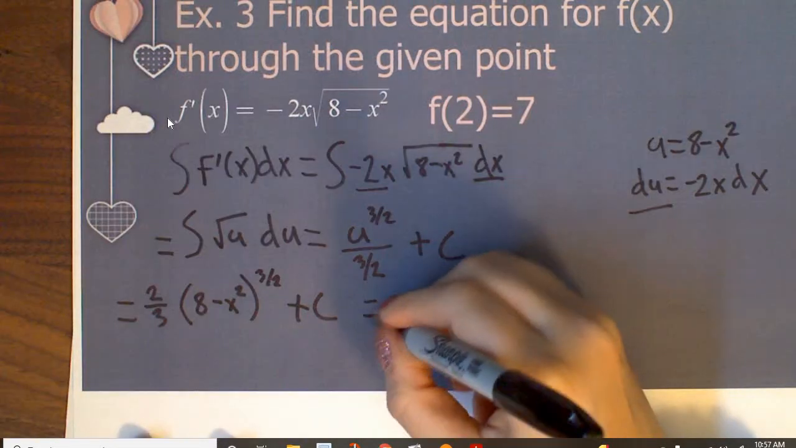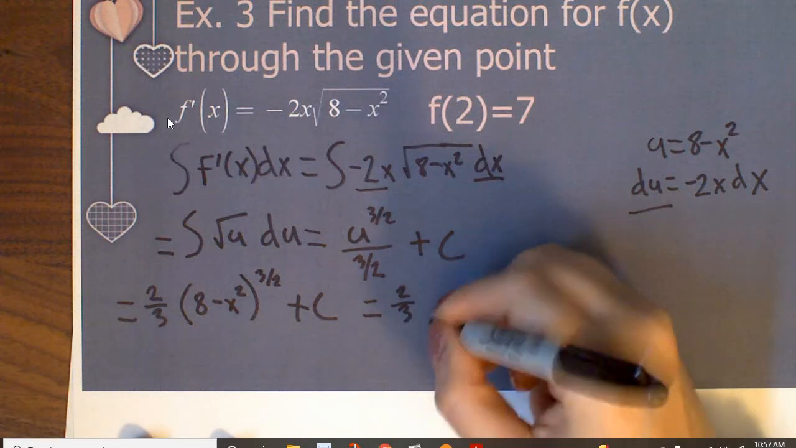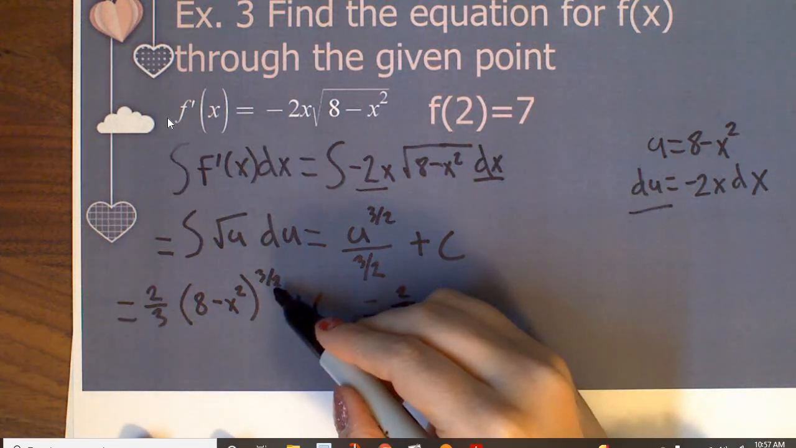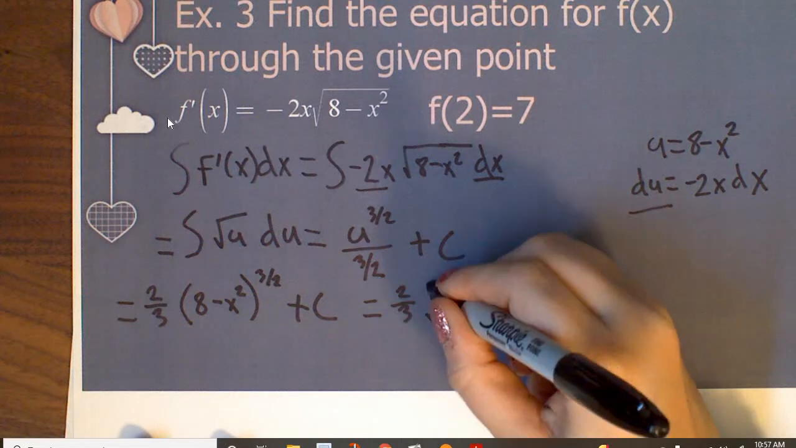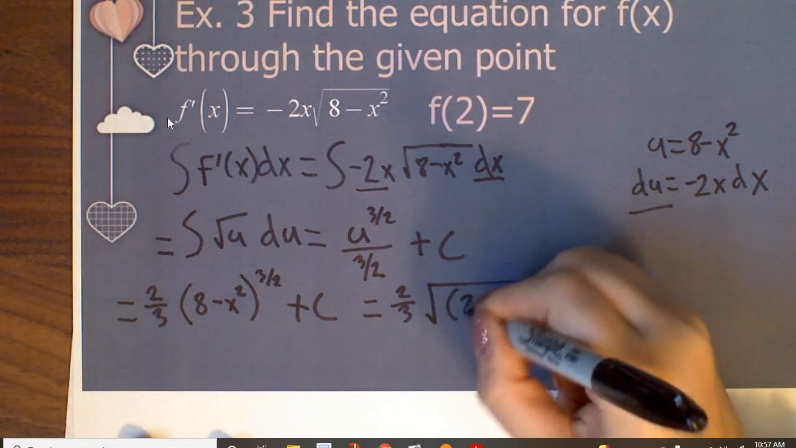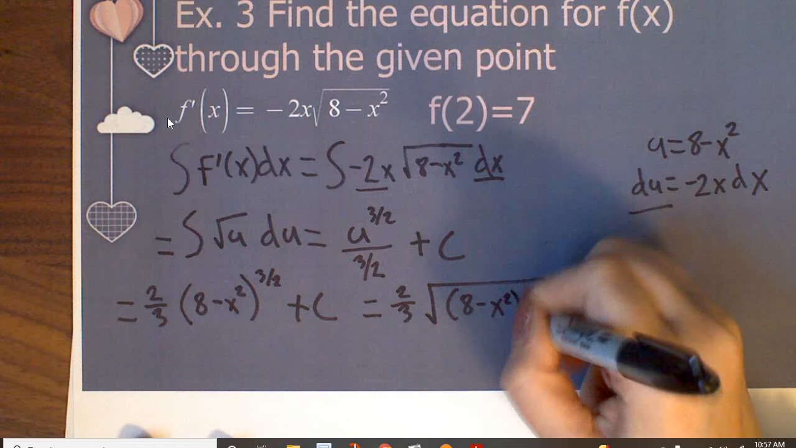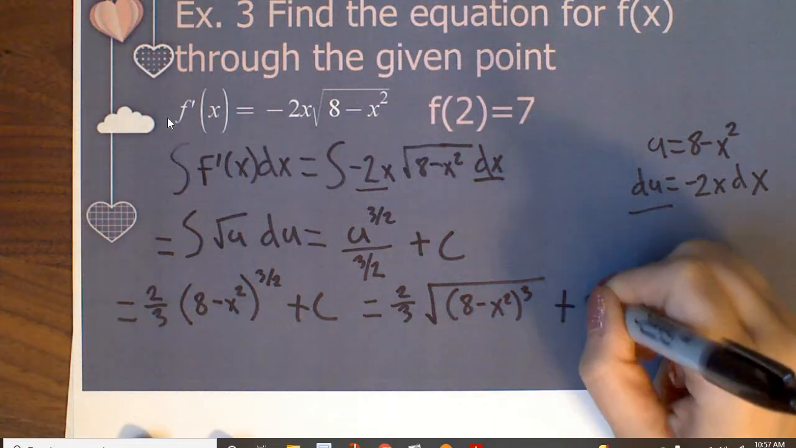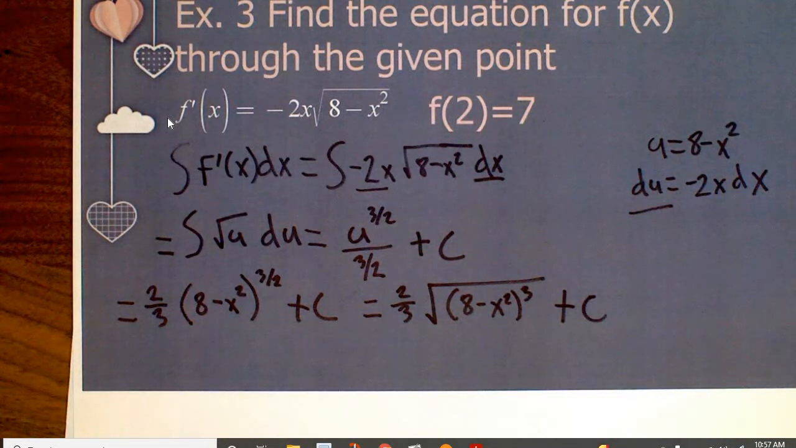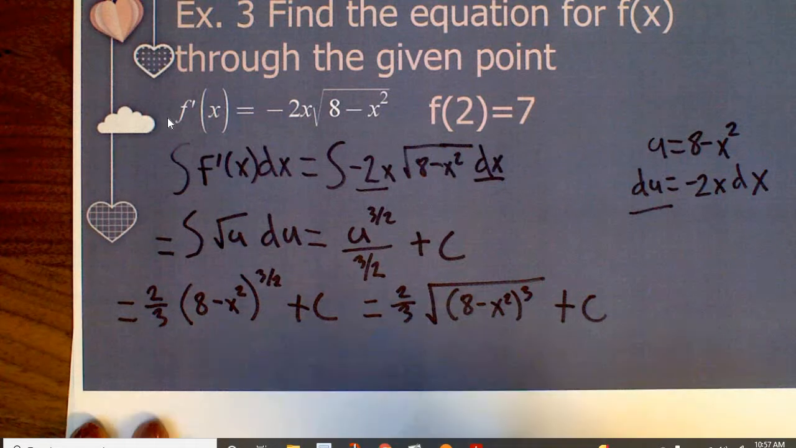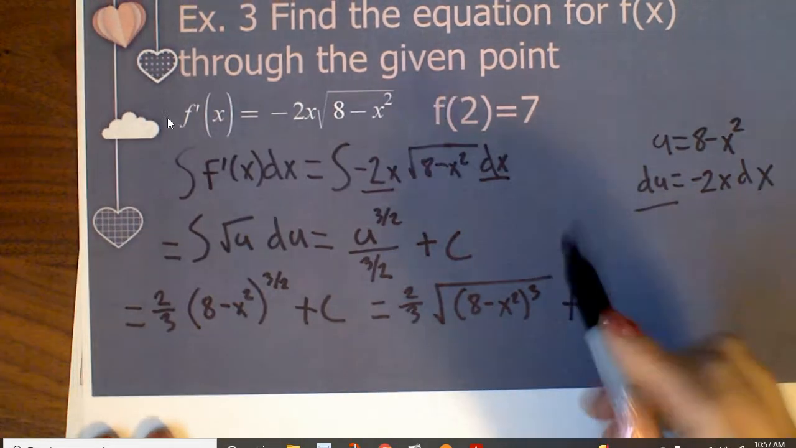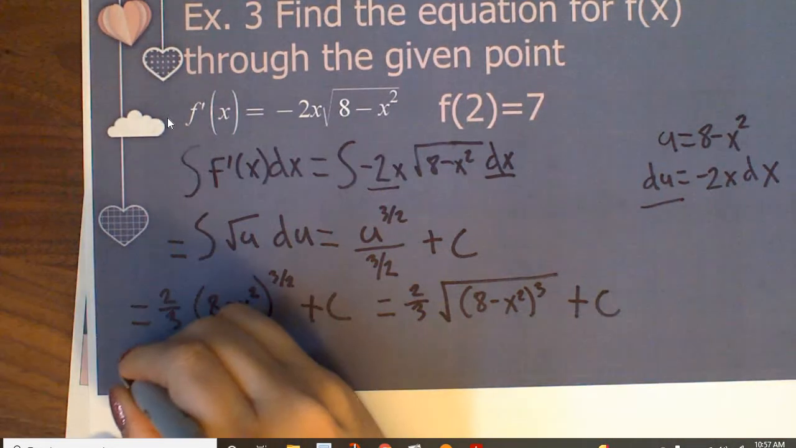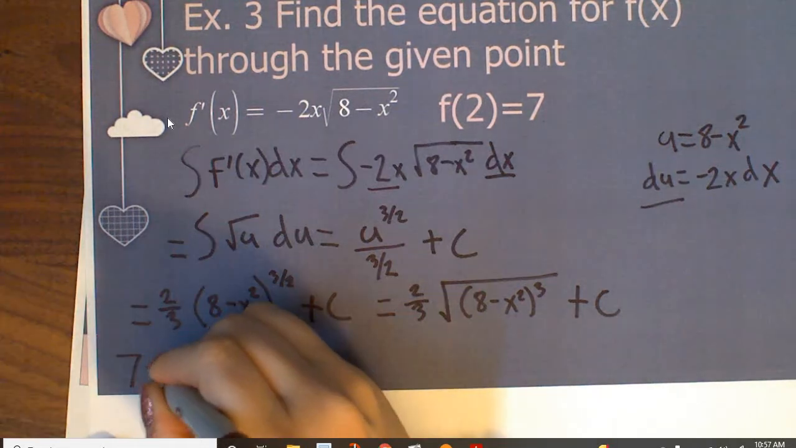And notice this is the same thing as 2/3. My exponent of 1/2 is going to give me a square root, and then it's raised to the 3rd power. So that would be my general answer if we're wanting a specific answer using this condition. Remember, I'm going to plug in my 2 for my x. We're going to set it equal to 7.